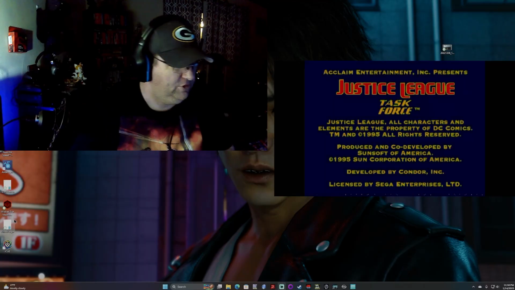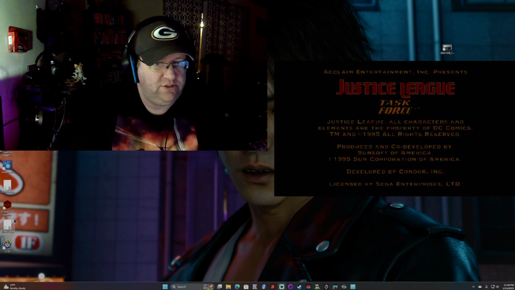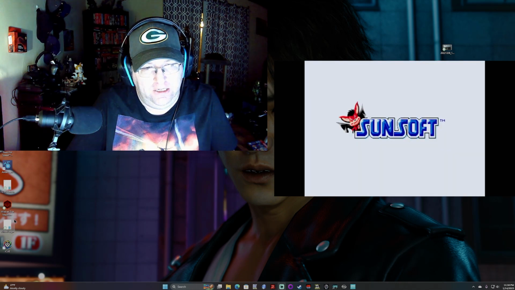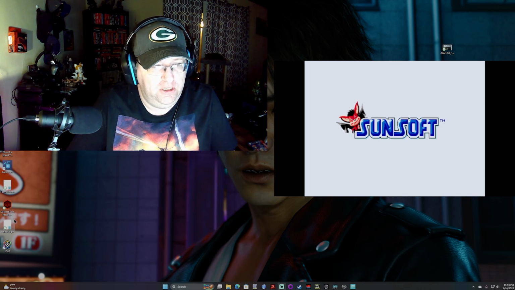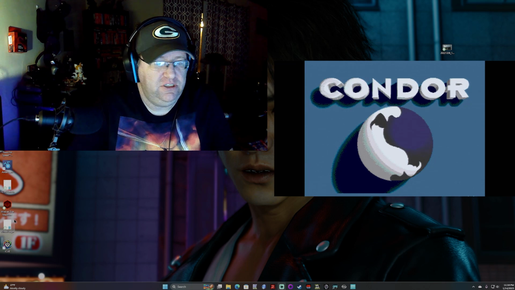Naturally, Green Arrow has his bow and arrow. It's done the exact same way it is in Injustice: Gods Among Us. So without further ado, let's put this in and take a look. All right, so here we go. Acclaim Entertainment, Justice League Task Force. So you'd think this game should be pretty good with the fact that Acclaim did most of the Mortal Kombat stuff. Sunsoft is also part of the development team in here.